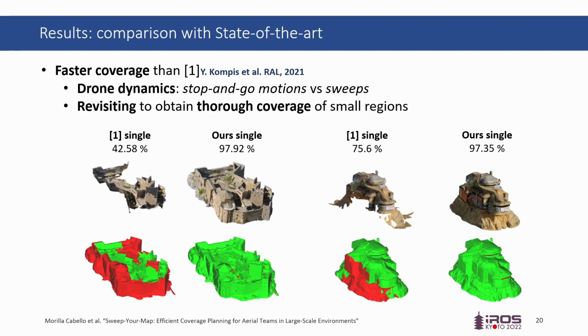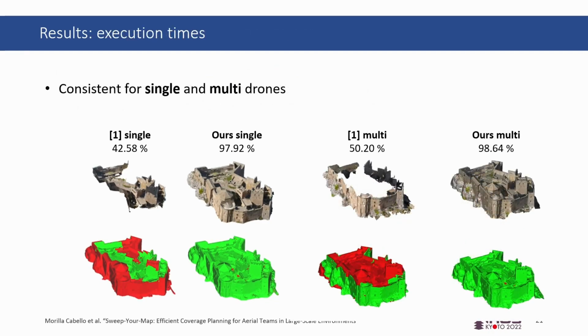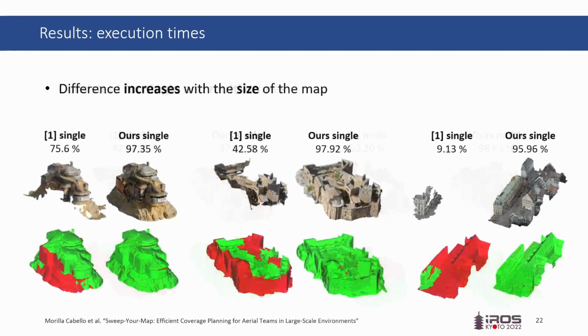Additionally, the planner tends to perform revisiting in order to obtain thorough coverage of small regions with difficult accessibility. An example of this behavior can be observed on the window of the rightmost scene. In our case, we focus on obtaining global coverage of the scene as efficiently as possible. The results are consistent for the case of using a single drone and multiple drones, and the difference increases with the size of the map. From left to right, you can see that our method scales better in large environments.